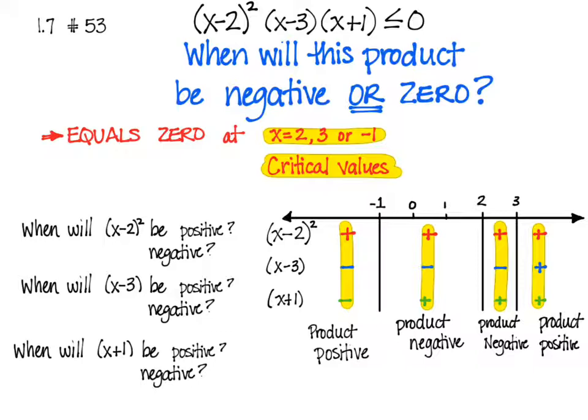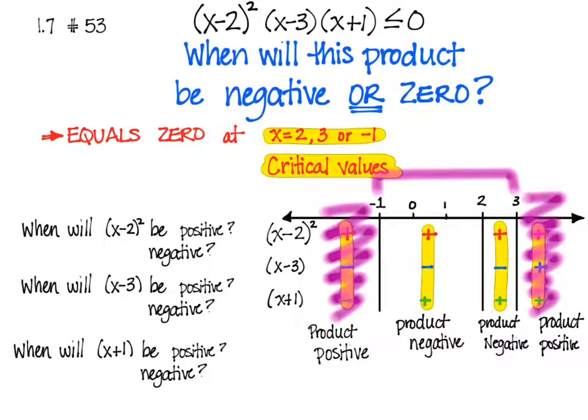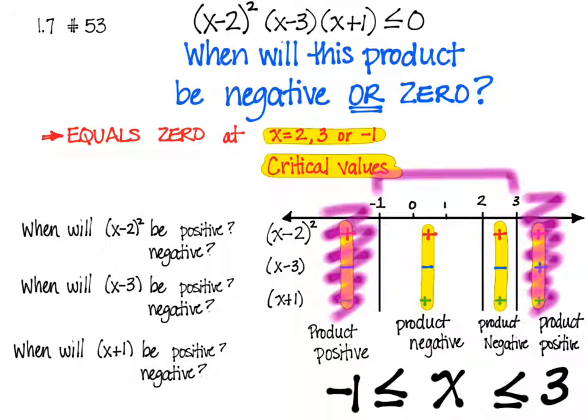Remembering that we want a product that is negative, we cross out the things that don't work out, and we're left with when x is between -1 and 3.